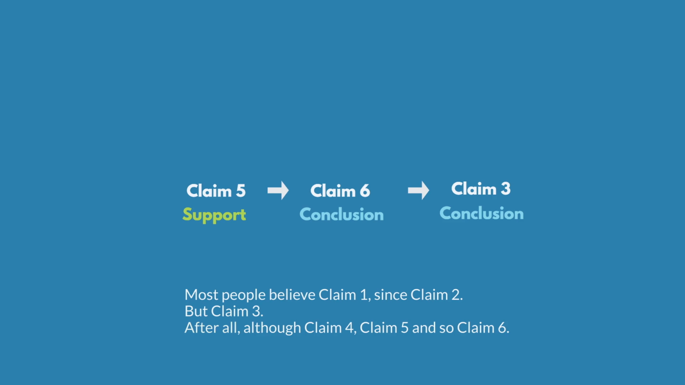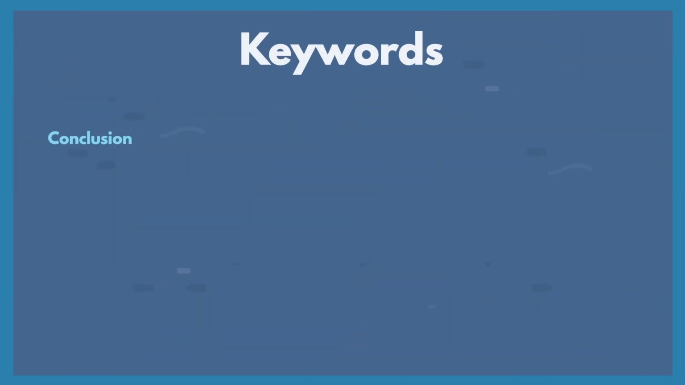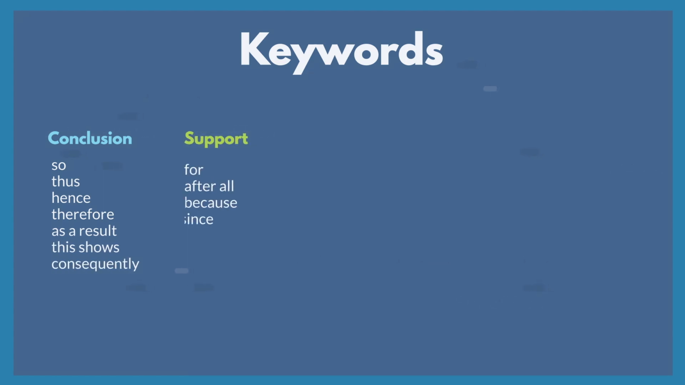Here's how we would diagnose the structure without actually reading any of the ideas. We would know that claim 6 is an intermediate conclusion, claim 3 is the main one, claim 5 is the supporting premise. As you can see, keywords can be really valuable. So we've got a bunch for conclusion, but so, thus, therefore the most common.